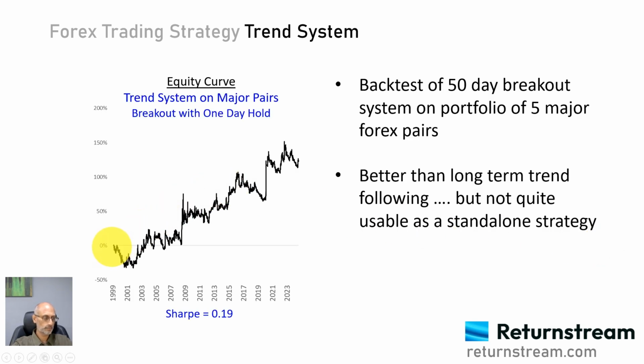And here's the long-term back test of using that simple rule going back to 1999. And this is applied to the portfolio of 5 major FX pairs. And here's the equity curve. It's got a Sharpe ratio of 0.19. It is better than those 2 long-term trend following systems I showed a couple of slides ago, but it's not quite usable as a standalone strategy. It's still looking a little rough.